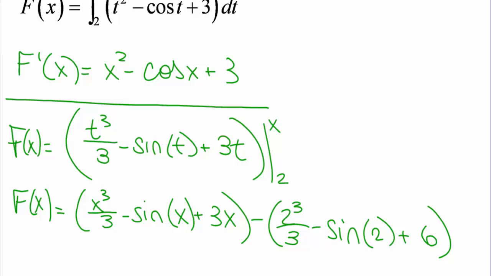Is that right? All right, so now we want the derivative of that thing, right? So what is that? F prime of x. What's the derivative of x cubed over 3? x squared. What's the derivative of sine? Cosine. What is the derivative of 3x? 3. What is the derivative of all the rest of it?